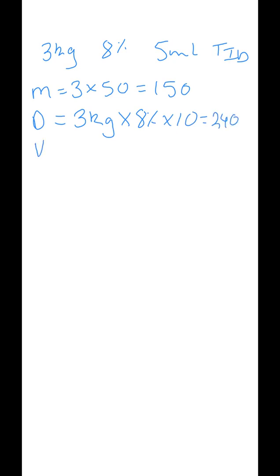Then lastly is losses. And so we said he's vomiting 5 mils 3 times a day, which equals 15. Tally up 150 plus 240 plus 15 equals 405 mils that we would need to replace in a 24-hour period.